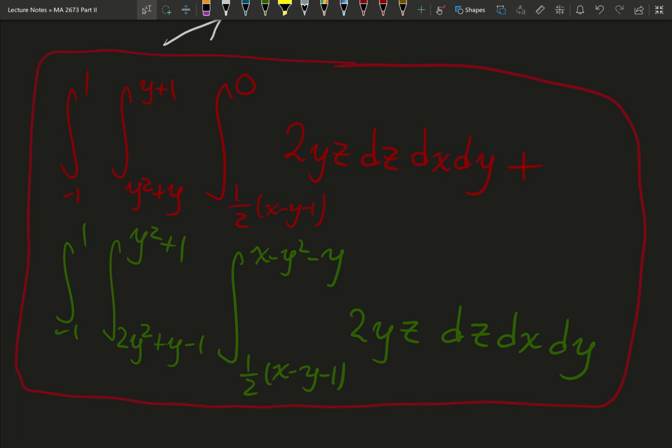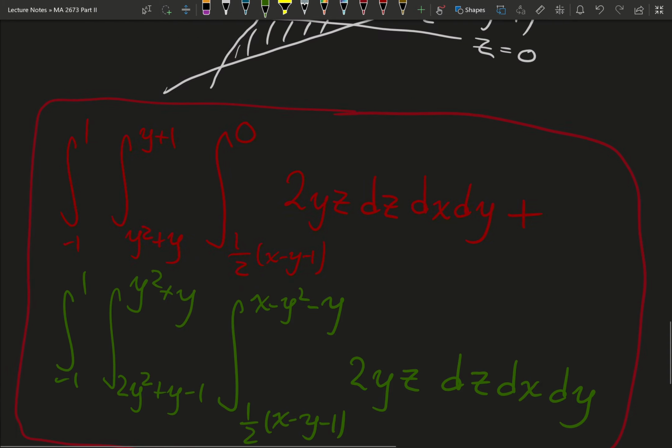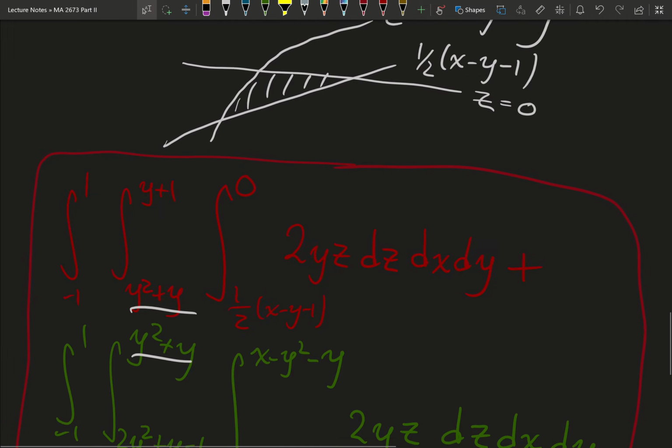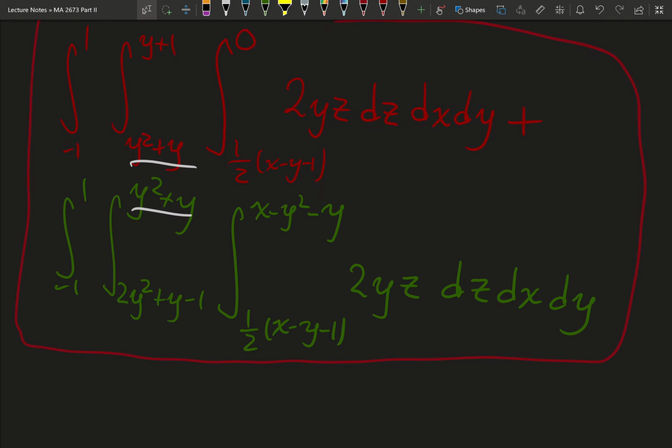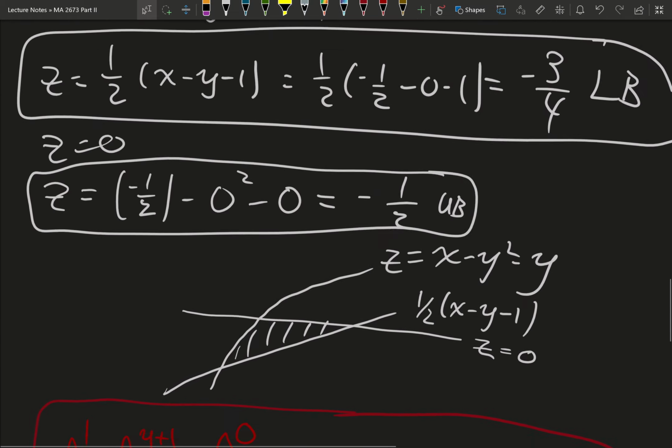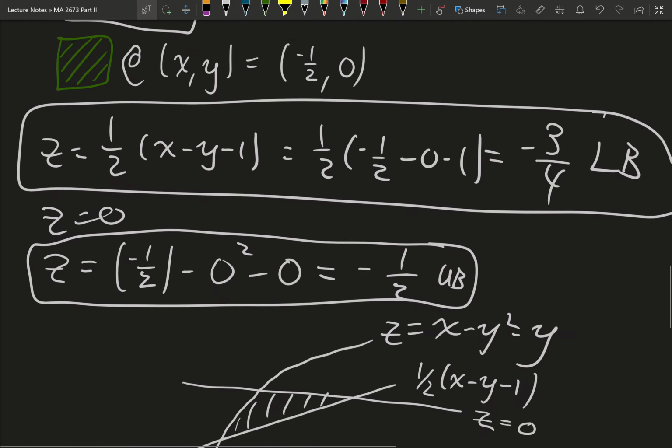One thing to note is that this should be just y plus 1. Oh, no, this should be y squared plus y. Okay, so one thing to note here is that the upper bound here is the lower bound here. And that ends up always being the case if you ever do have to split it up into a sum of 2 iterated integrals like that. But yeah, so just a useful example.